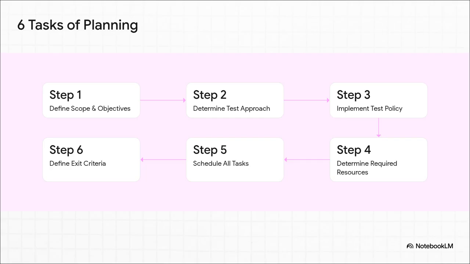But that final step, that might be the most important of all, defining the exit criteria. This literally means deciding, before you even start writing code, what done actually looks like. It's the finish line you're all agreeing on, and it stops you from getting stuck in a never-ending testing loop.